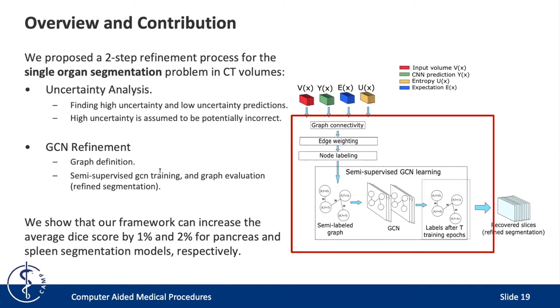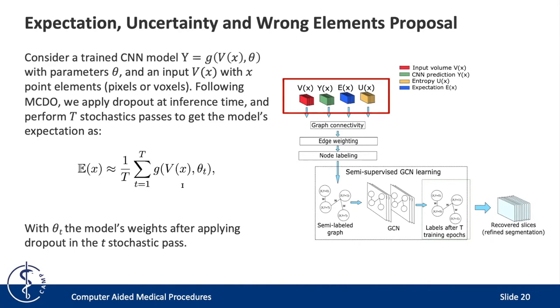So let's go a little bit more in detail into each of these steps. Let's go first with the uncertainty analysis. Okay, so let's assume that we have a CNN model defined by G that takes one input slice or one input volume X with parameters theta. And then we obtain a predicted segmentation Y out of this model. Each X represents one point element of this input volume or input image. If we are working with images, each X could represent one particular pixel inside the image. If we are working, for example, with 3D data, that could be one voxel inside the image.